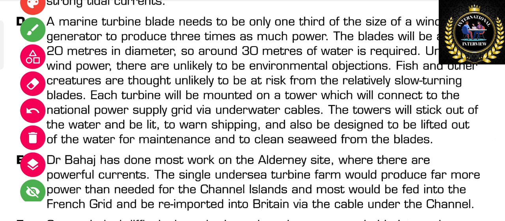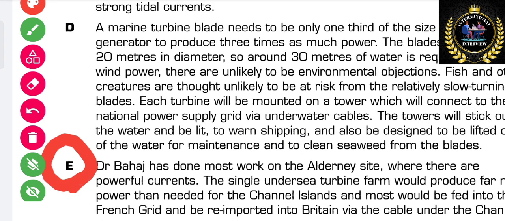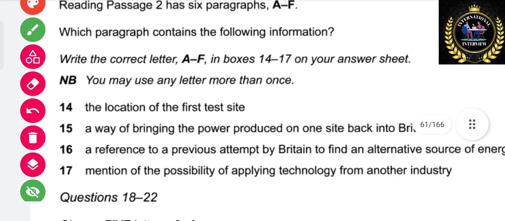The single undersea turbine farm would produce far more power than needed for the Channel Islands, and most would be fed into the French grid and re-imported into Britain via cable under the channel. So it is mentioned as re-imported. It means it was started in Britain once again with the help of the cable under the channel. So the answer here will be E for the question number 15.